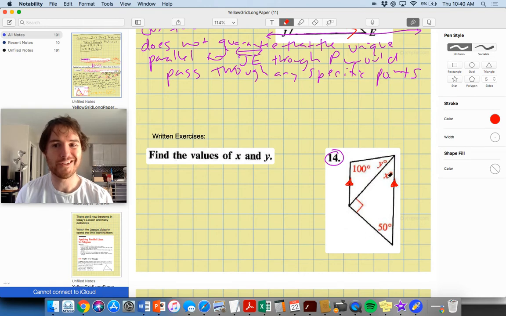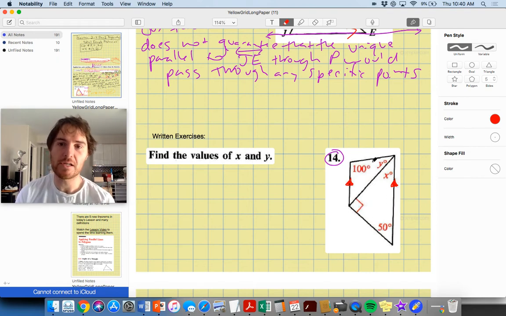We don't really have alternate interior angles going on here. These are not alternate interior angles because, let's see, yeah, actually, this is an alternate interior angle to that. That's true here. So maybe alternate interior angles are involved. We don't have corresponding angles, though, because we're not above the transversal or below the transversal here. So no corresponding angles, but maybe alternate interior.